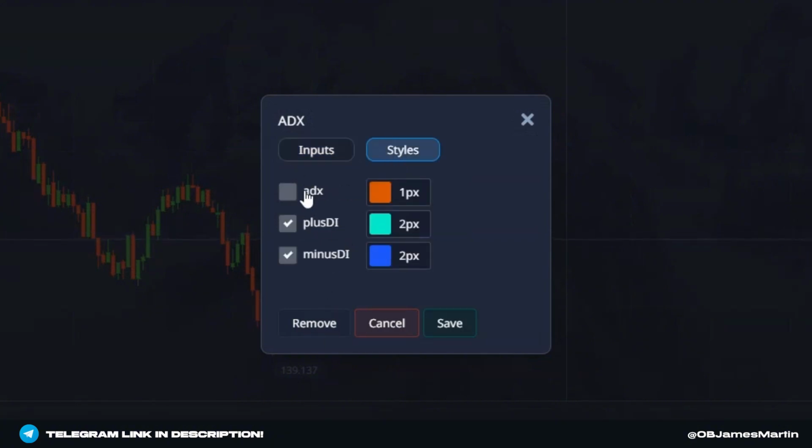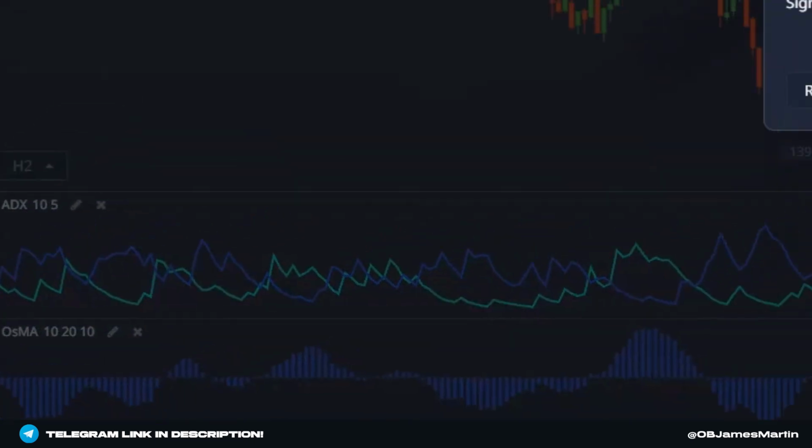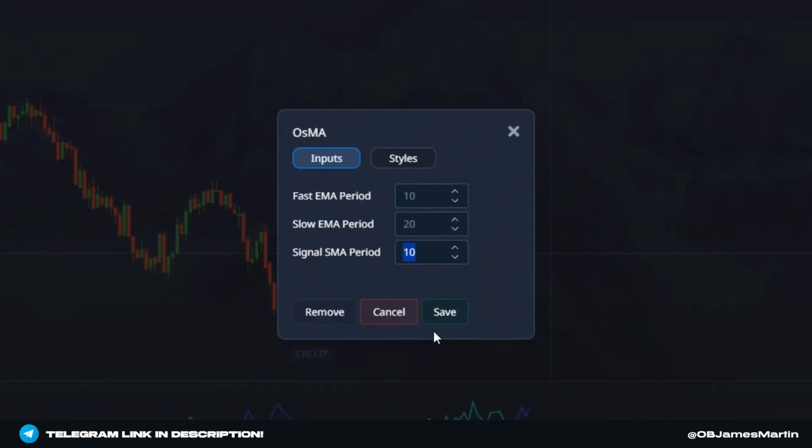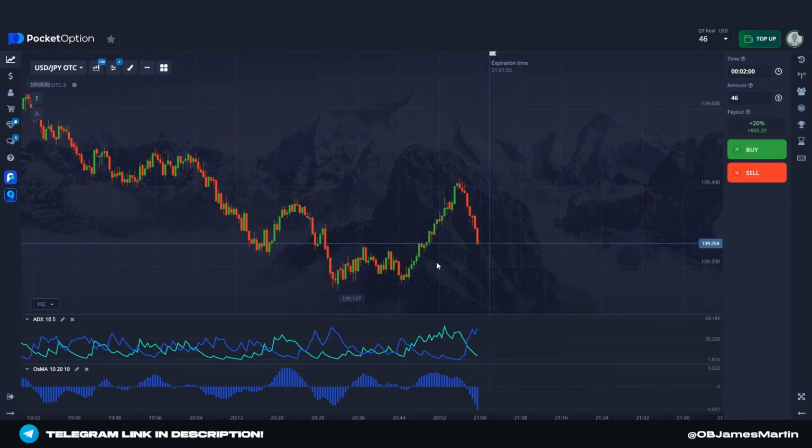For this one, you're going to unselect the ADX, and use only the plus and minus lines. If you want to change the thickness or the color, it's up to you. For OSMA, we're going to use 10, 20, and 10. All right, and let's change this to blue. So that's set and ready. Now I can start the trade session, guys.